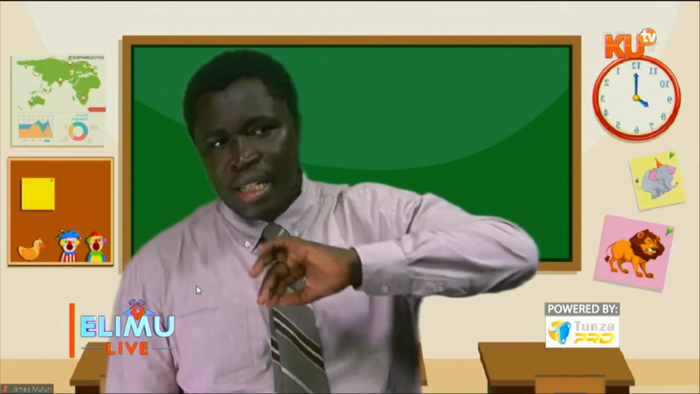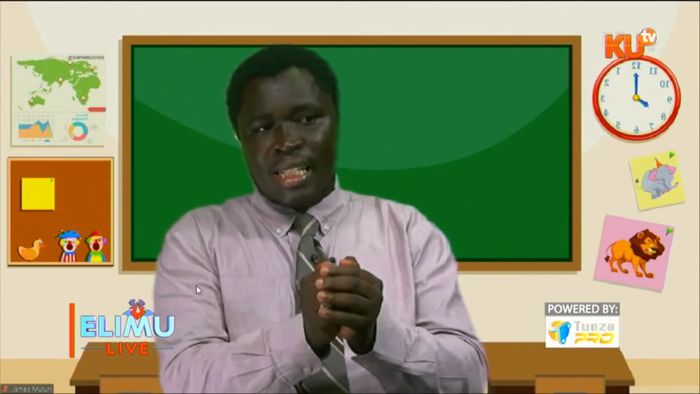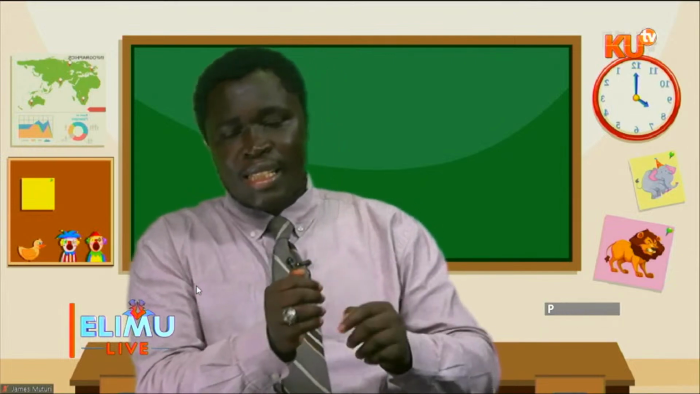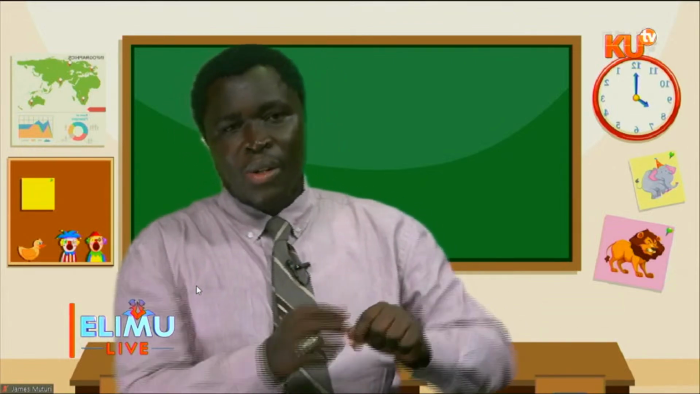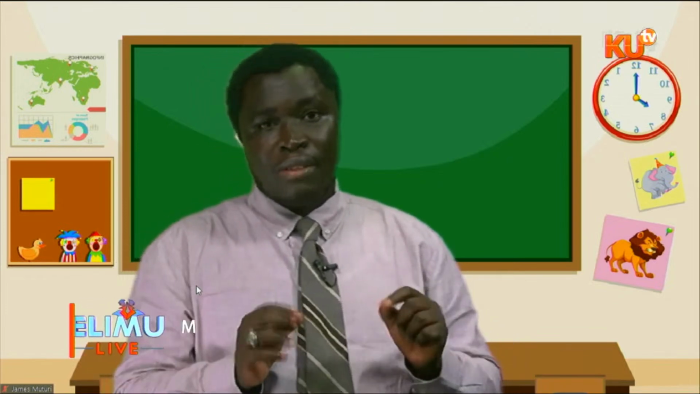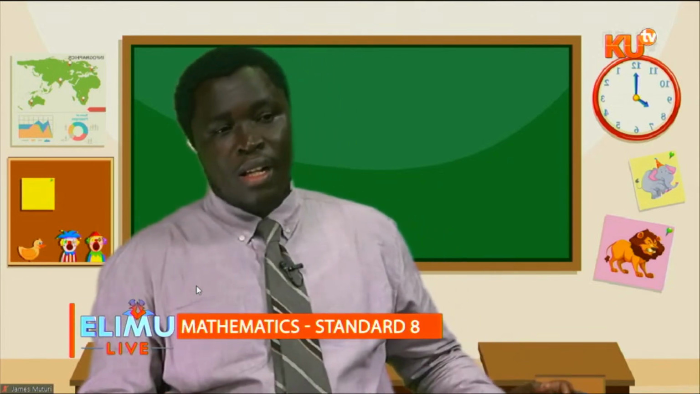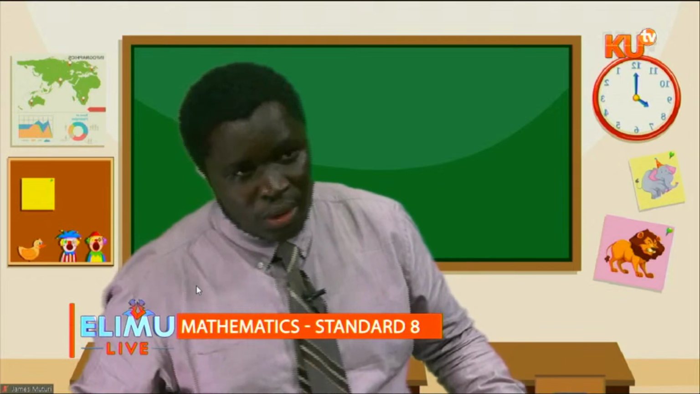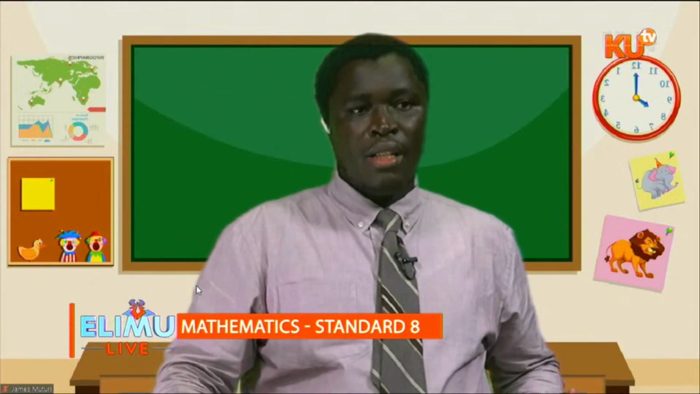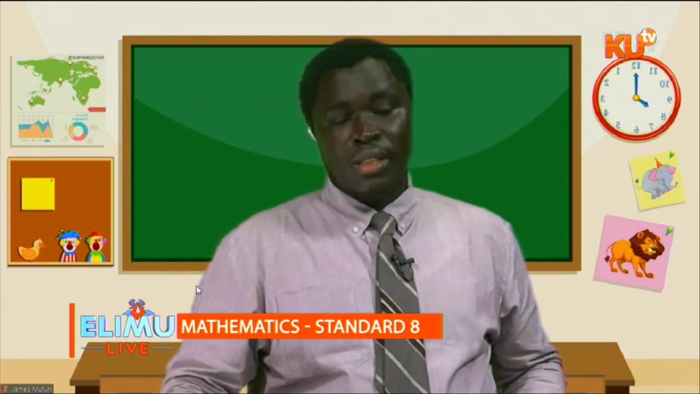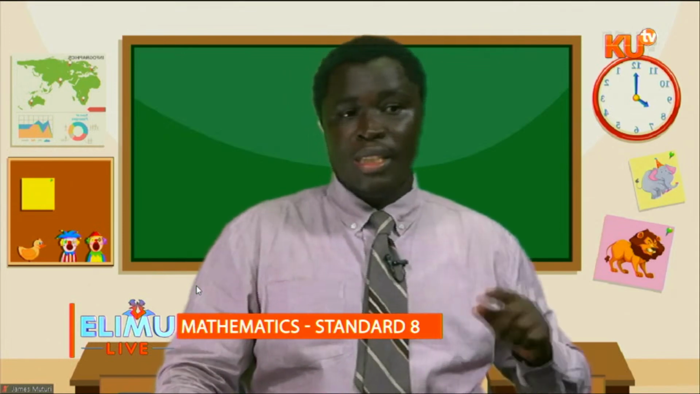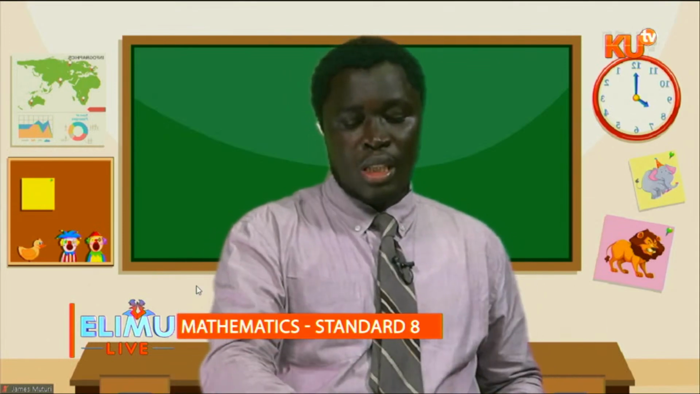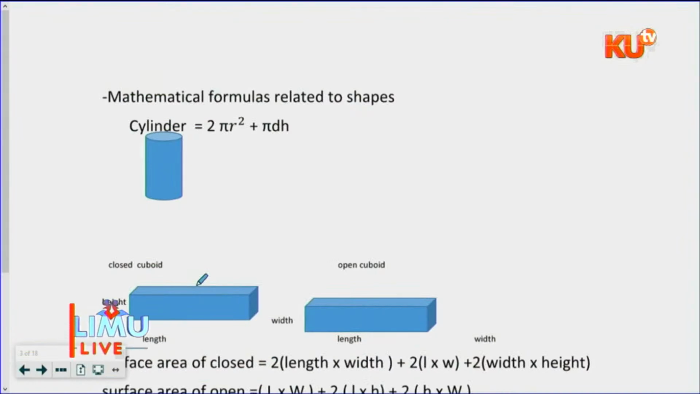Then we have the curved part. Remember, when you open that curve, it always forms a rectangle. And remember, the formula for getting the area of a rectangle is length times width. In this case, we'll see what we are going to use. Good. So this is the cylinder.